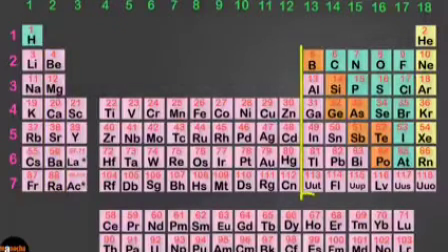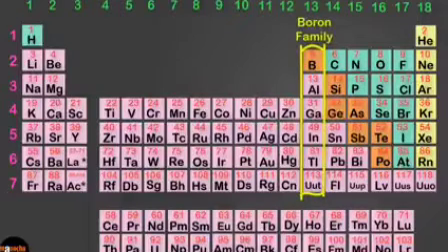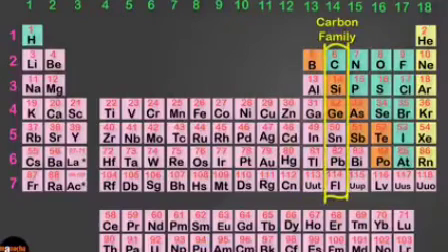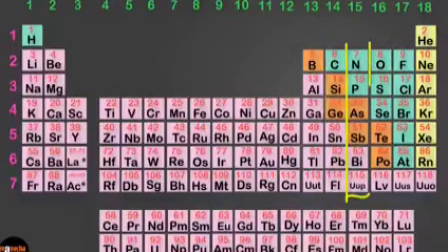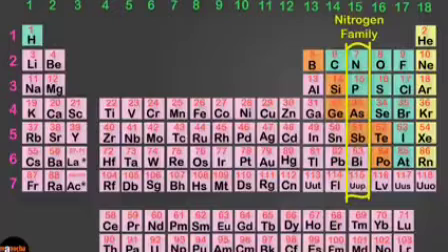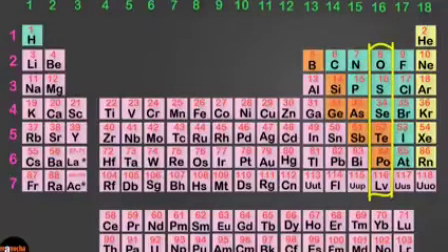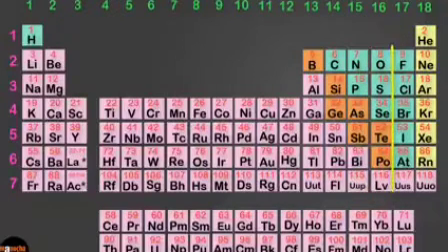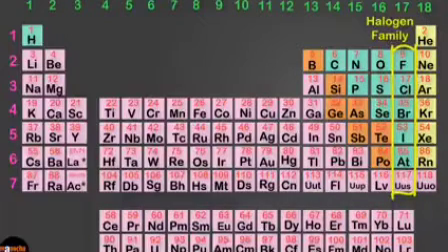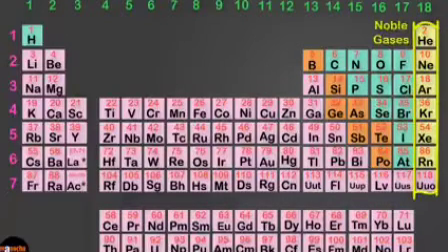Now moving on to group 13. This group is called the boron family because boron is the first member in the group. Similarly, group 14 is called carbon family, and then you have group 15 as nitrogen family, and group 16 is called the oxygen family, or also known as chalcogens, which means ore forming. Now group 17 is called the halogen family, and the last group, group 18, are known as noble gases or inert gases.